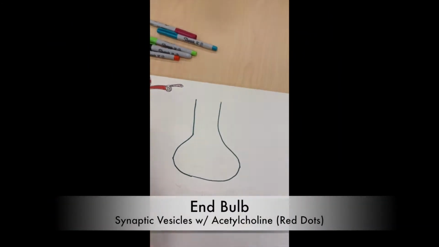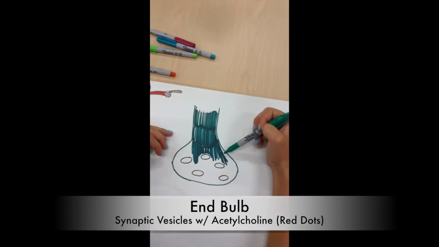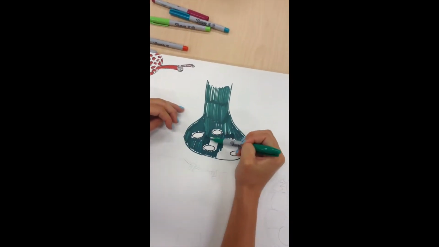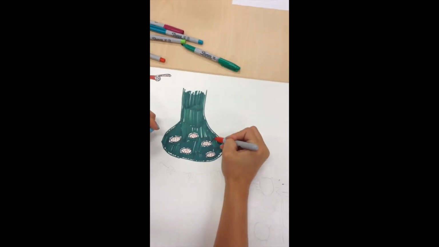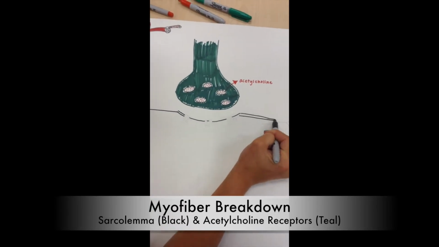Here we have the axon terminal colored in green, which is also known as the end bulb of the motor neuron, which carries many vesicles within it that carry acetylcholine, shown as the red dots. Now below is the muscle fiber, which contains many myofibrils, and within the muscle fiber we also have mitochondria, which can provide much of the ATP for the cell.